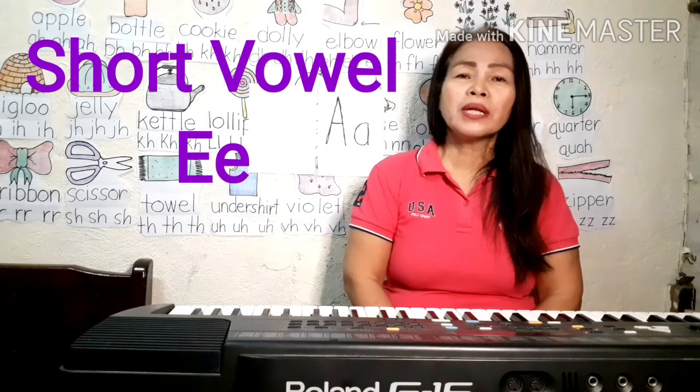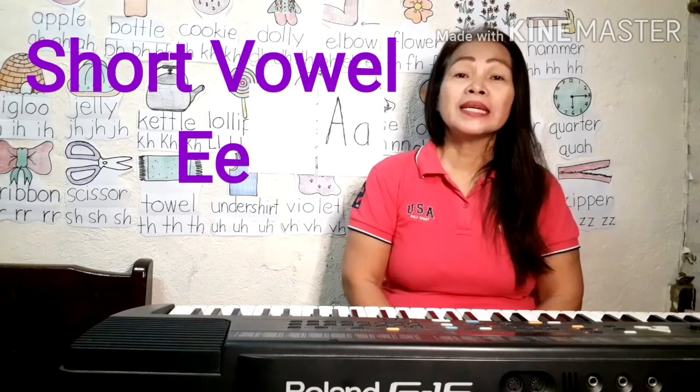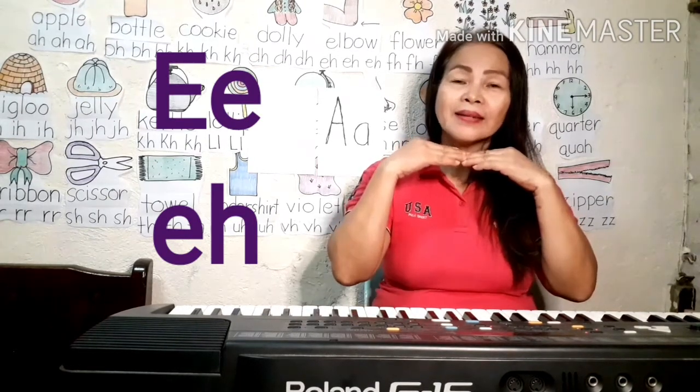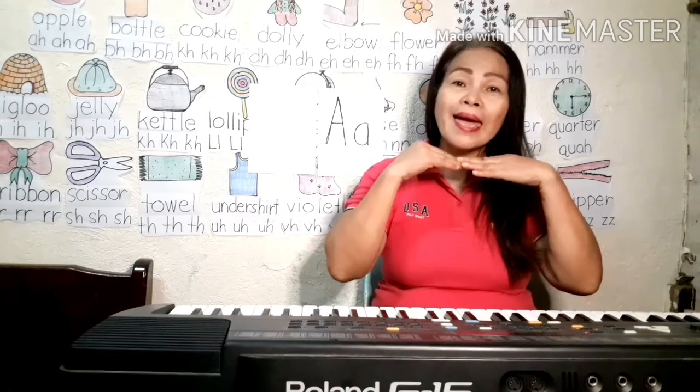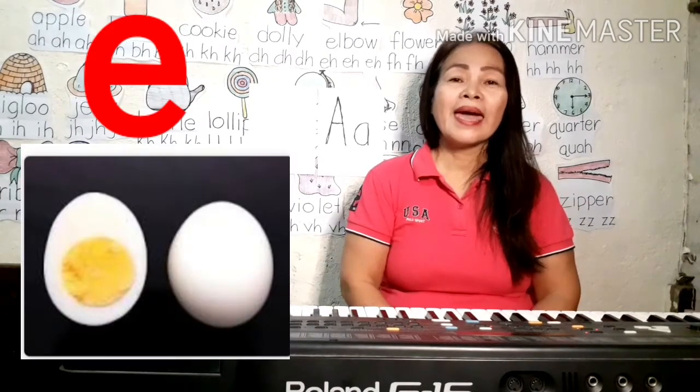Today, kids, we are going to learn the short vowel E. The sound of short vowel E is E. Say it with me. E. What are the objects that begin with E? Egg.